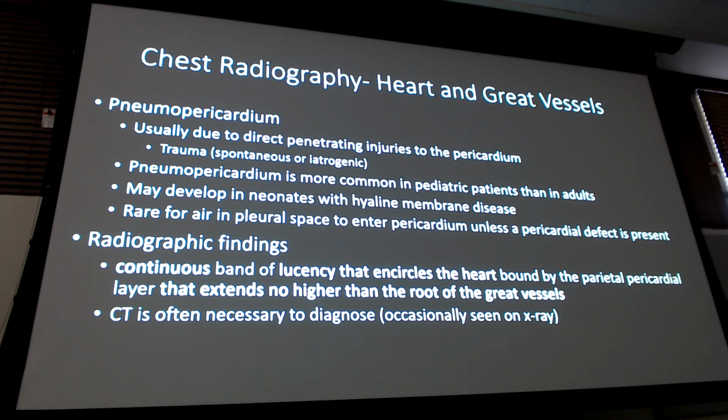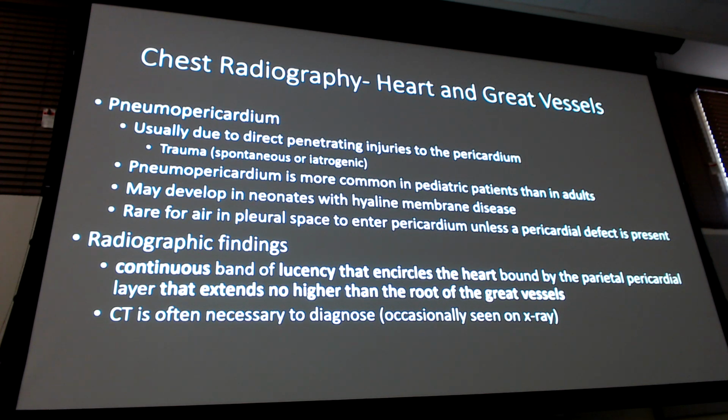You're going to see the continuous lucency circles the heart. We're going to take a look at pictures of that, and that's that key point. It extends no higher than the root of the great vessels. That's that difference marker. That's that line, okay? The pericardium only encircles the heart. It does not encircle all the great vessels.